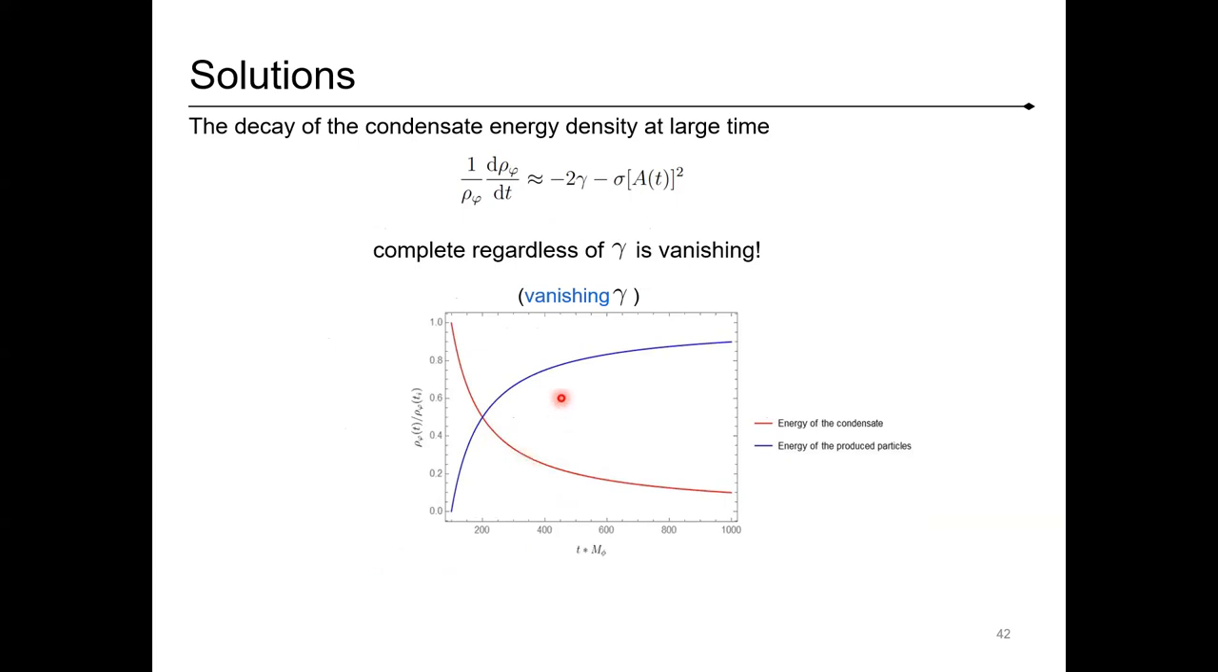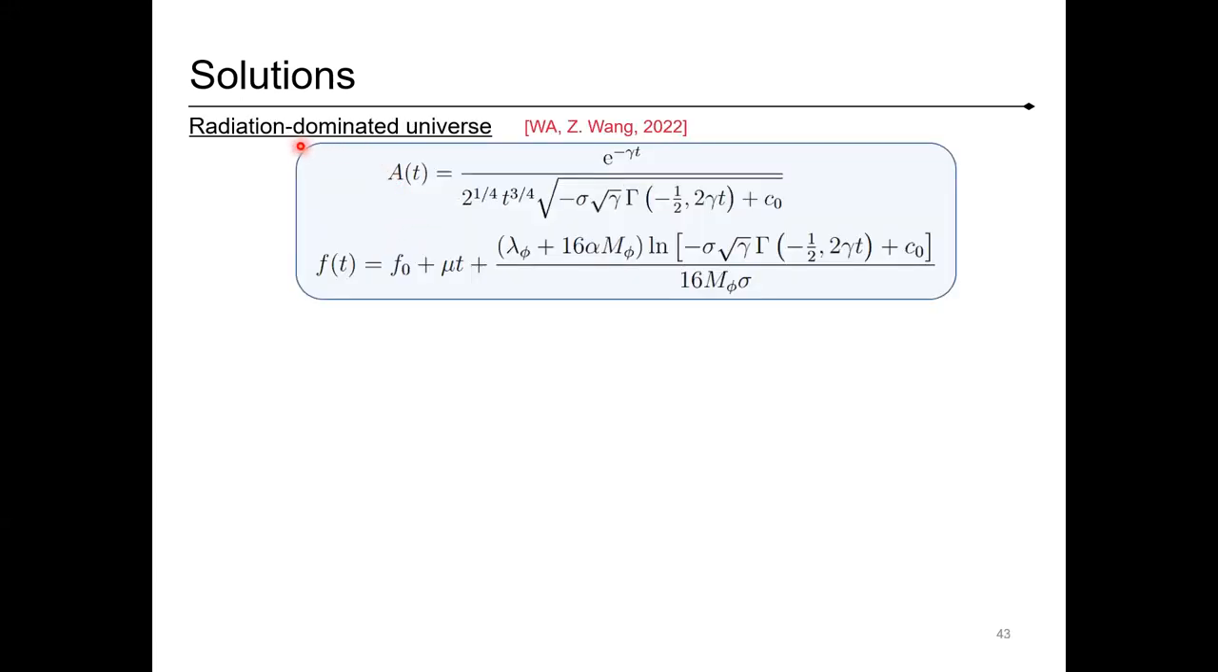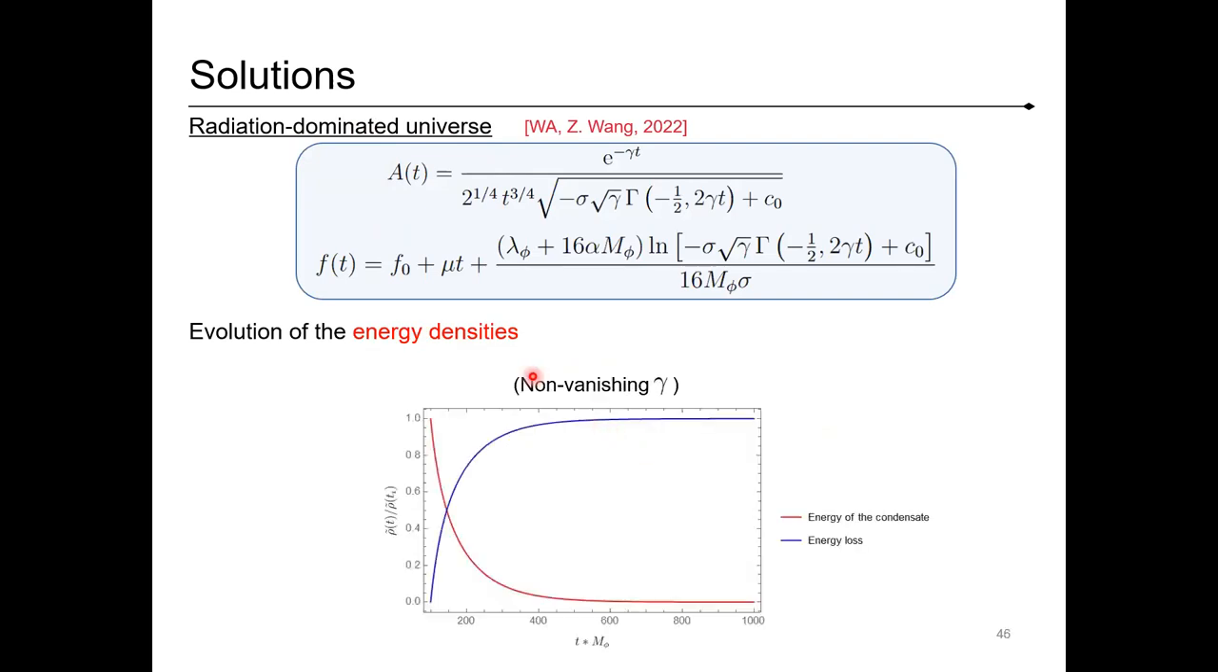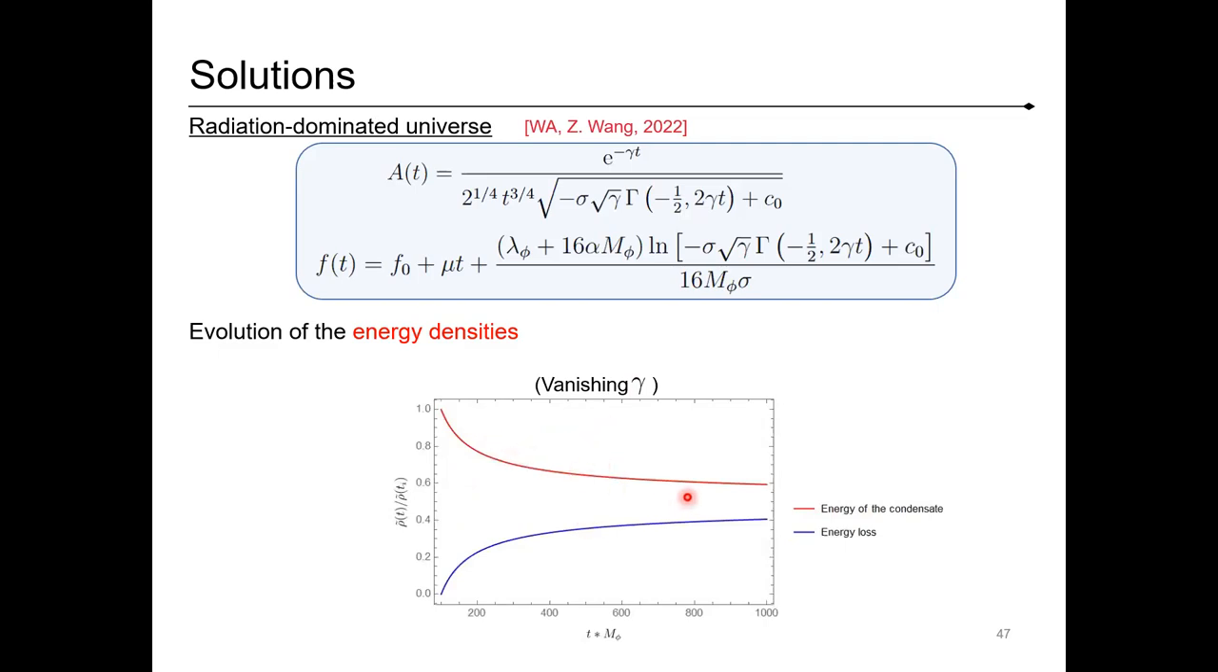Is it right? Let me take the radiation dominated universe as an example. When I take gamma to be non-vanishing, we simply take some gamma as some numbers, quantitatively correct, because we do not have a closed form for the self energy. So in plotting this diagram, we simply take some numbers compared to M phi. In this case you see that the energy decay is complete. As a comparison, we consider gamma to be vanishing. I'm not sure I understood your question.